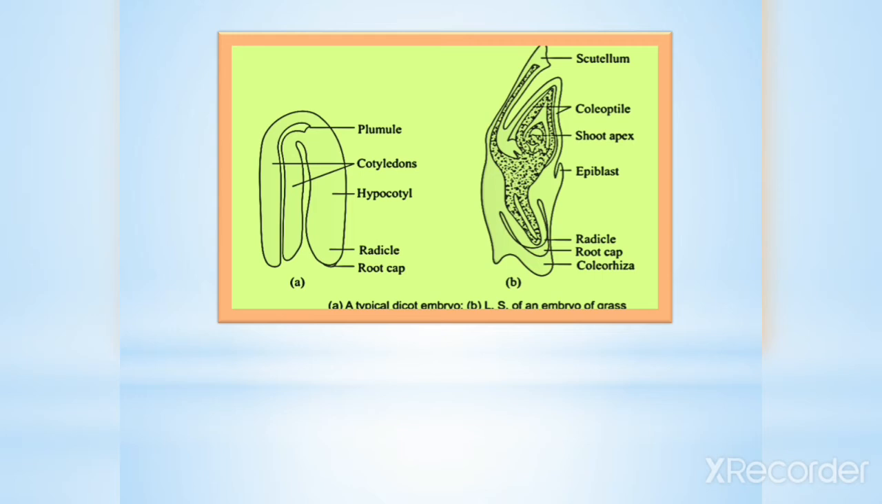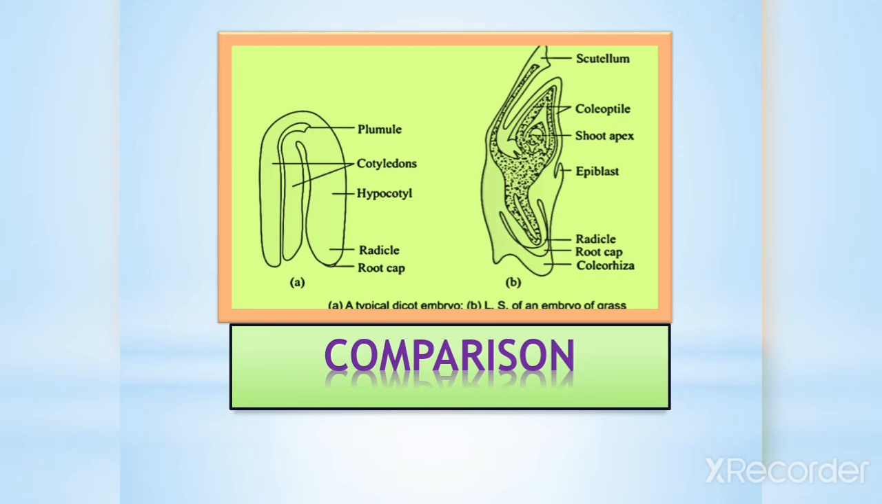Well, these are the differences between the dicot embryo and the monocot embryo. A comparison is shown between A and B, and most importantly you should try to draw the diagrams and label the parts. In the dicot embryo, A, it shows the plumule. Plumule is the shoot axis, right? It develops into the shoot axis, and there are 2 cotyledons and the hypocotyl region, and towards the other end, you can see the radicle in the root cap. Similarly, in the monocotyledon embryo, you can see there is a scutellum.